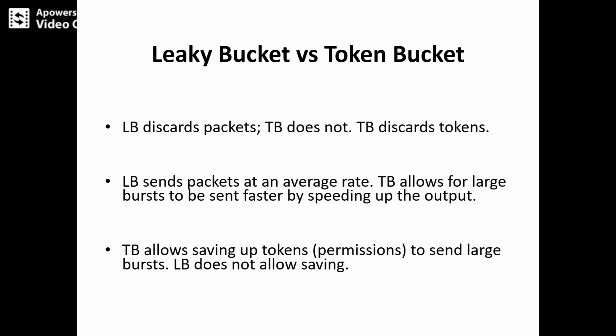The leaky bucket sends packets at an average rate, we know that, and the token bucket allows large bursts to be sent faster, depending upon the output. The token bucket allows saving up tokens, depending upon the permission of the network, so it saves tokens to send a large burst. But the leaky bucket doesn't allow saving; that permission is not allowed.